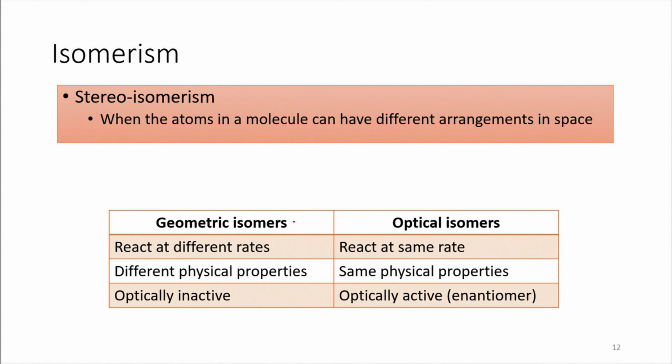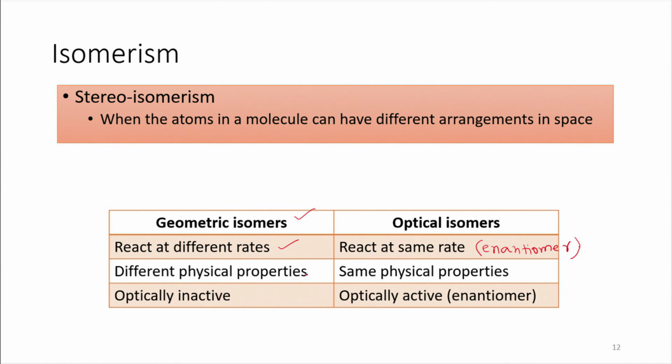And when we compare geometric isomers with optical isomers, the geometric isomers have different reactivity because they have different groups on both the carbon atoms. But optical isomers, and we will be studying the enantiomers later on, react at the same rate. If it is enantiomers, they react at the same rate. If it is diastereomers, they react at different rates. So, there is a difference between enantiomer and diastereomer.